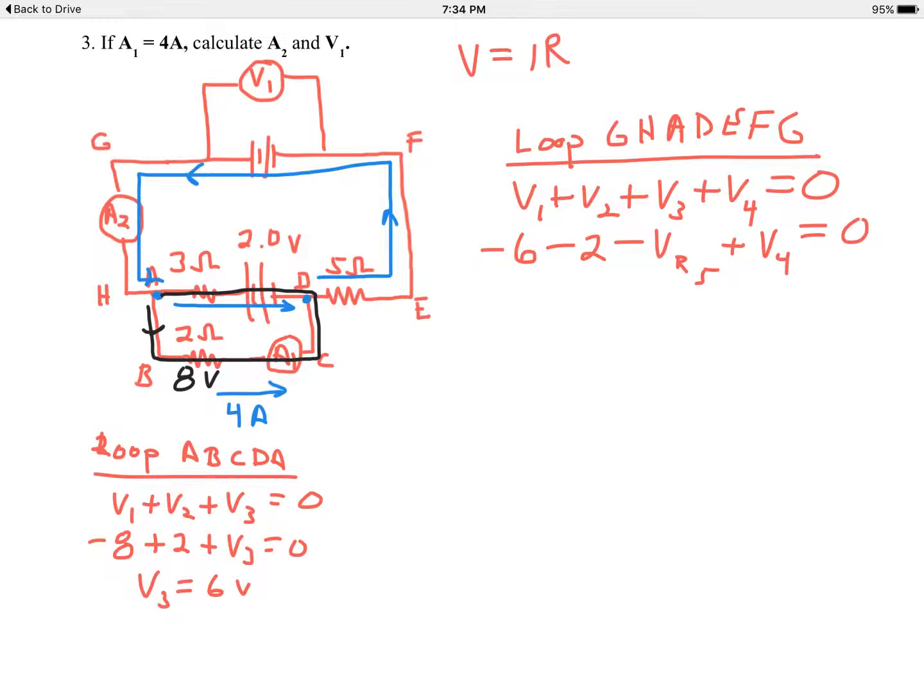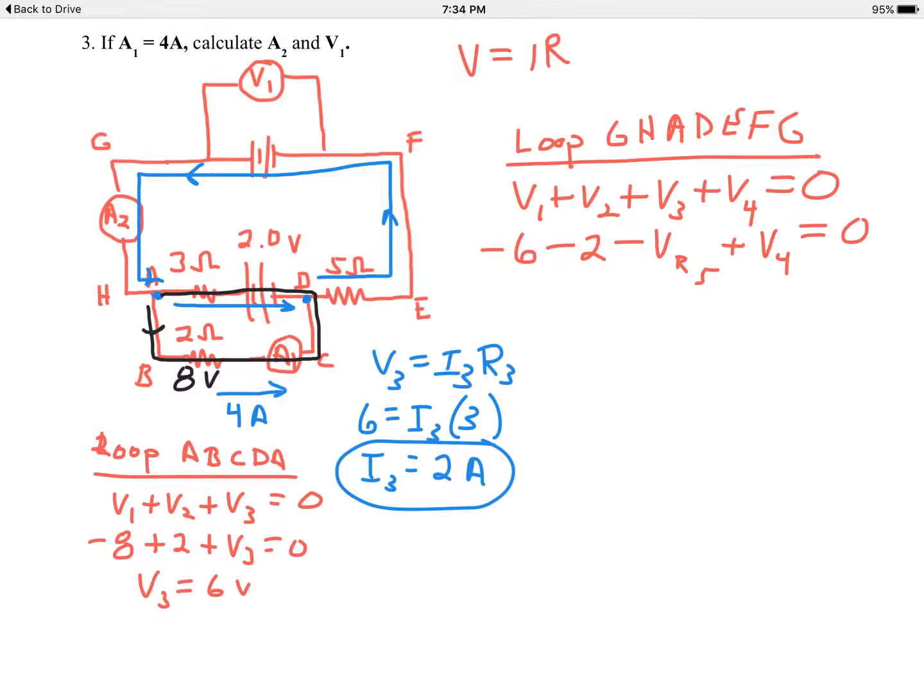I'm scratching my head a little bit, but now I just realized we could have actually figured out the current through the 3 ohm resistor because we know the voltage of the 3 ohm resistor. So I'm going to back the truck up here a little bit and calculate that. V of the 3 ohm resistor equals I for the 3 ohm resistor times R of the 3 ohm resistor. We calculated V3 to be 6 volts. The current was unknown, but the resistance is 3. So the current through that resistor, I3, is 2 amps. That's an important number because the 2 amps goes from A to D.